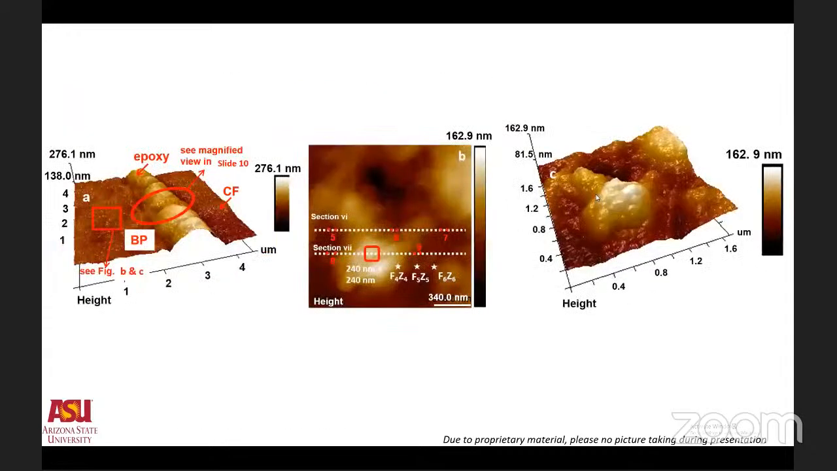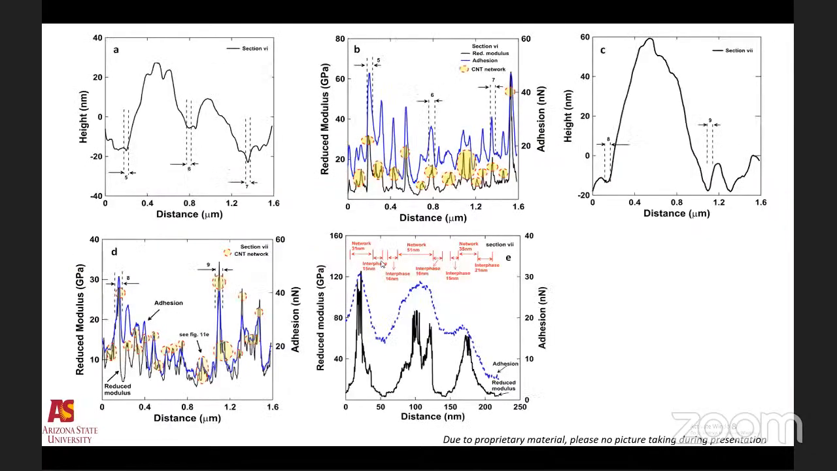Now, when we look at the bucky paper, epoxy and carbon fiber, and we zoom on the bucky paper area, somewhere around 2 micron by 2 micron, it's a hill and valley type topology. Then we do the section analysis, sections 6 and 7, passing through the 2D image of this bucky paper. We'll see that there are many spikes. Those spikes are representative of the CNT networks. Anything highlighted in yellow is a CNT network.